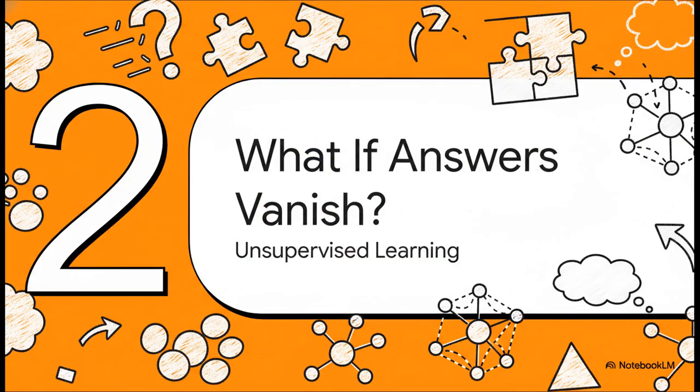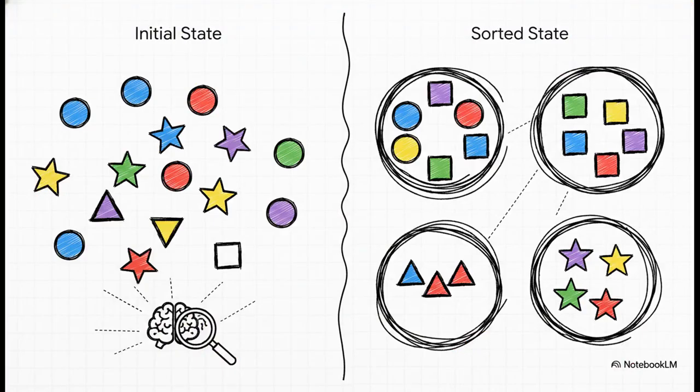But, okay, what if we change the game? What if we take away the answers? What if we only give the AI the clues, but no labels to guide it? That's when things get pretty different and, honestly, really interesting. See, without any labels, the AI's goal totally shifts. It's not trying to get the right or wrong answer anymore. Instead, its job is just to look at all the data and find natural groups or hidden patterns all by itself. We call this unsupervised learning.